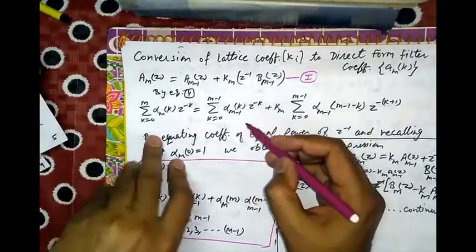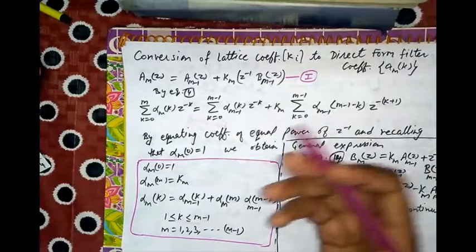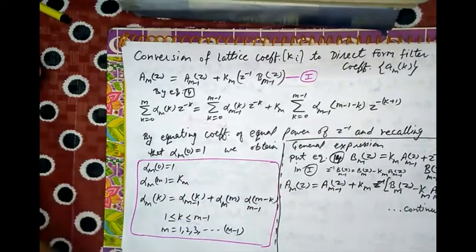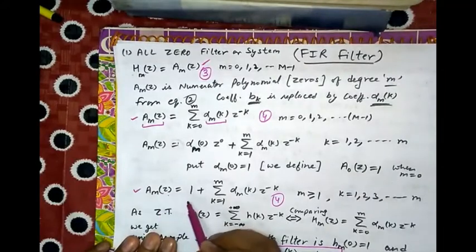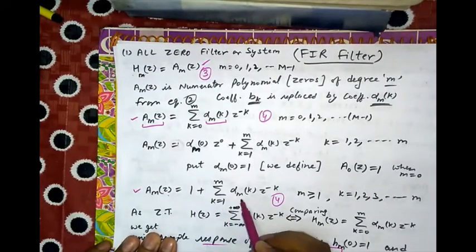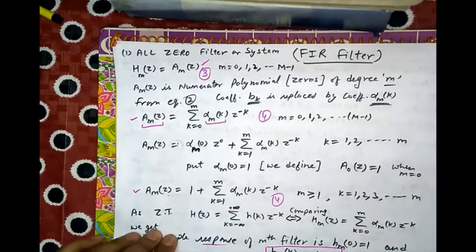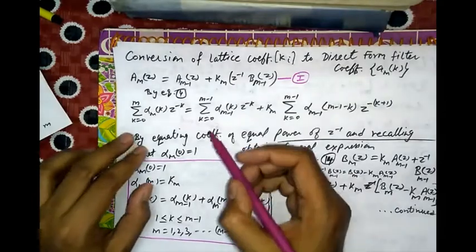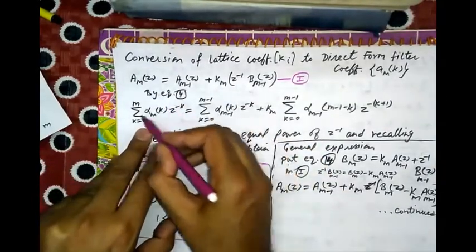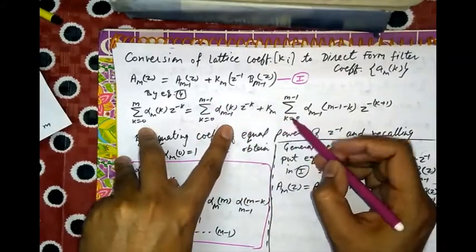Okay. And also recalling equation number 4. Equation number 4 was the simple A_m(z) equation. A_m(z) equals 1 plus the sum over k from 1 to m of alpha_mk z raised to the power minus k. This is equation number 4.